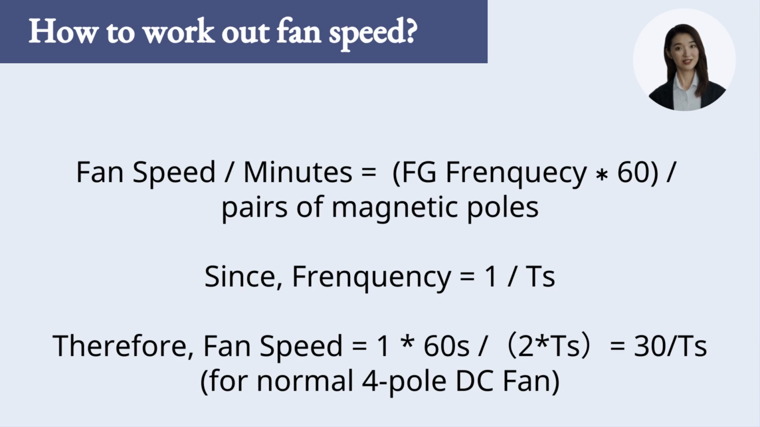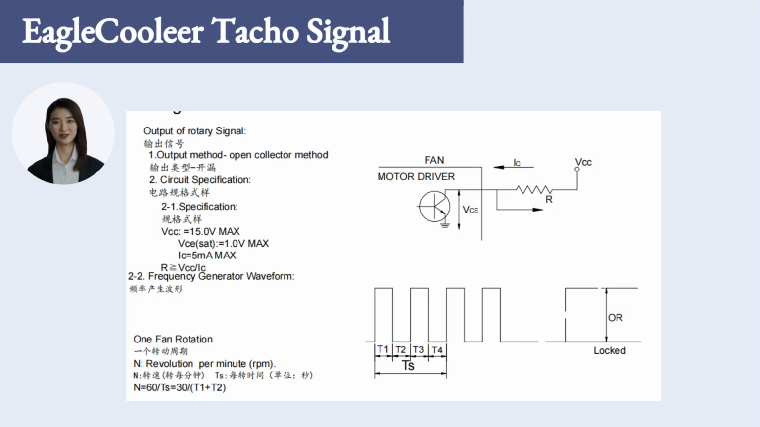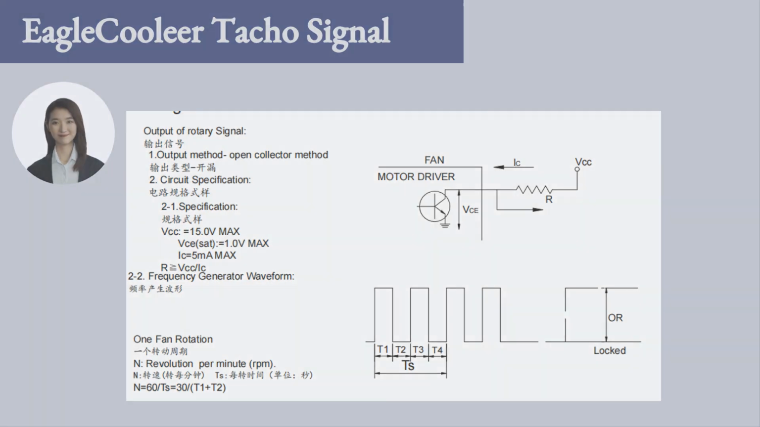Fan speed per minute is equal to FG frequency * 60 seconds / number of pole pairs. Since frequency is equal to 1 / cycle, fan speed can also be calculated as 1 / cycle * 60 seconds / 2, finally to be 30 / cycle. Here shows how our TACO signal works.